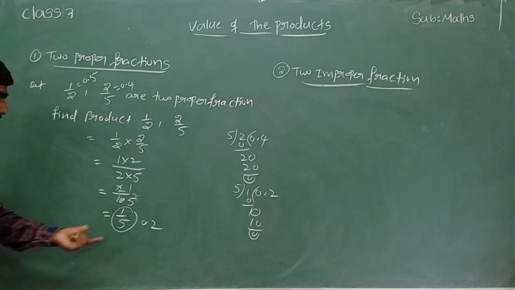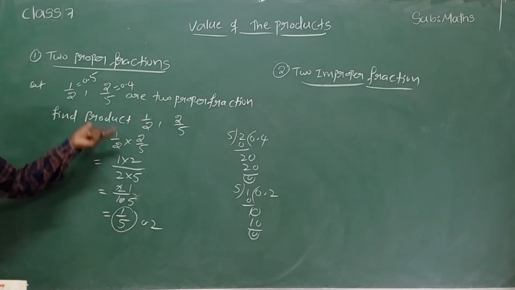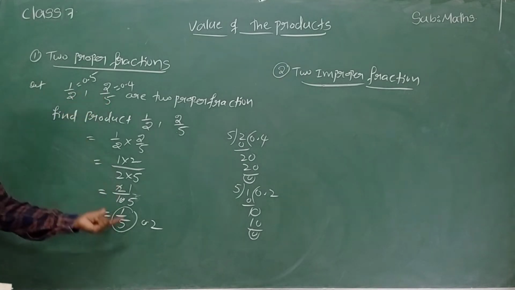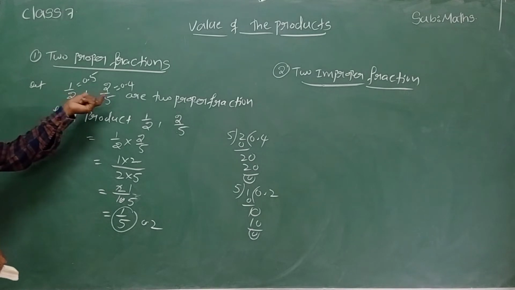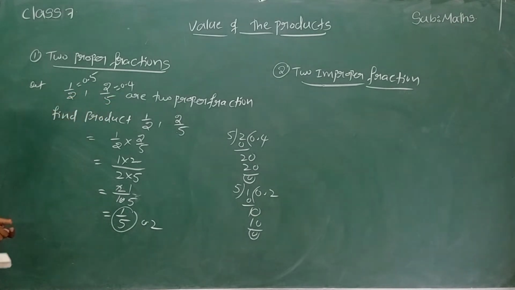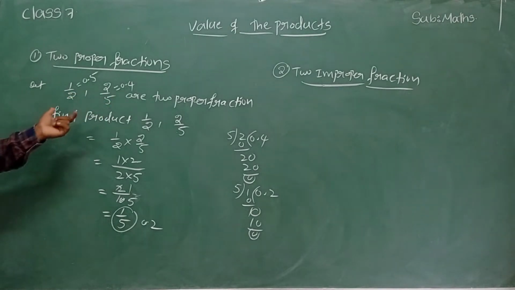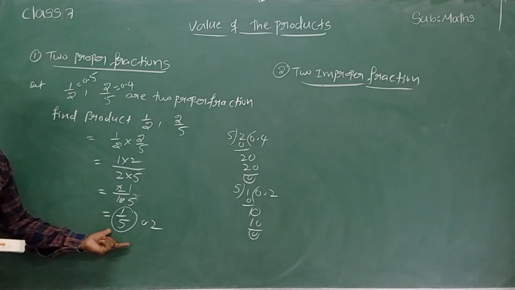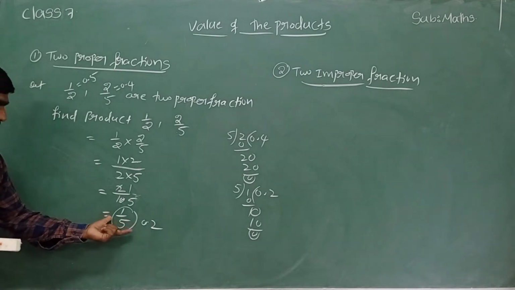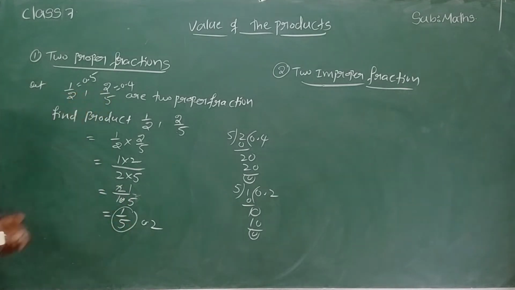What can we say? The product of these two proper fractions, 1 by 5, is smaller than each fraction, 1 by 2 and 2 by 5. Yes? Now we can make a conclusion. Not only these two, you take any two proper fractions and check this result. The product value, I mean the result, must be smaller than each fraction.